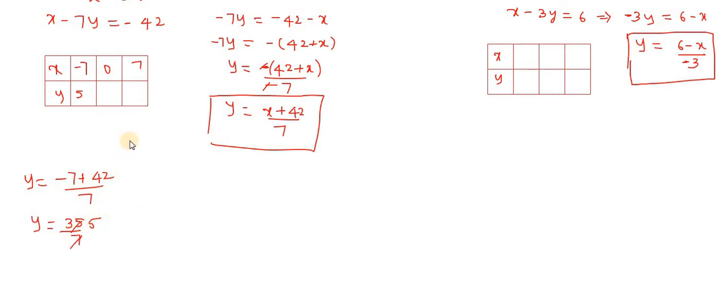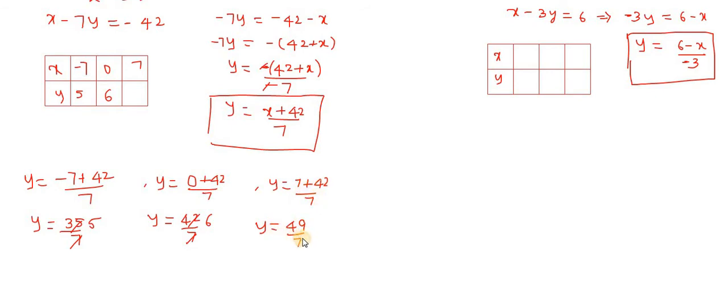Okay, next 0. If we take 0, therefore y is equal to 0 plus 42 divided by 7. Therefore y is equal to 42 by 7, which is 6. Then 7, so therefore y is equal to 7 plus 42 divided by 7. So y is equal to 49 divided by 7. 7 sevens are 49, so it is plus 7. Okay, now next point, next question.